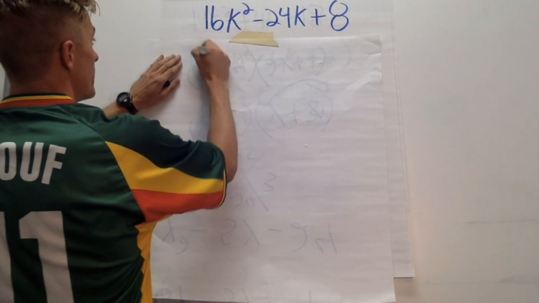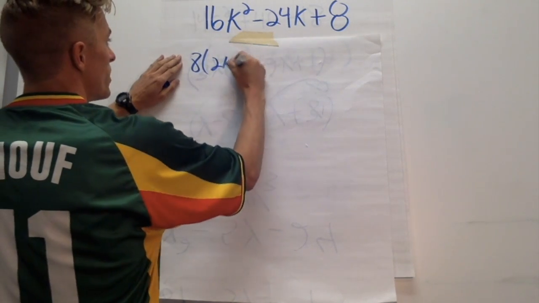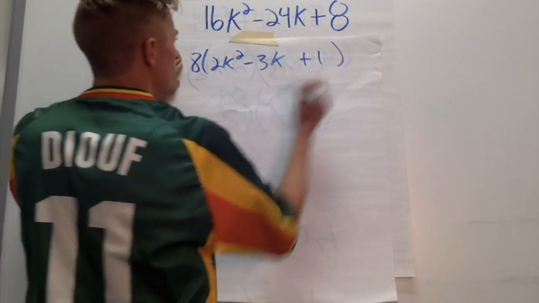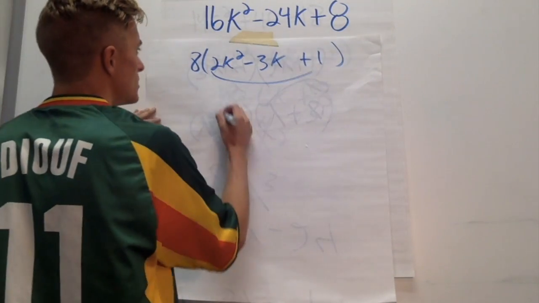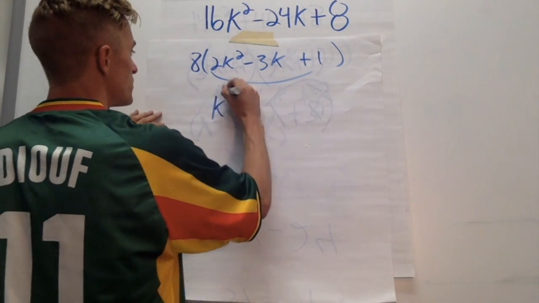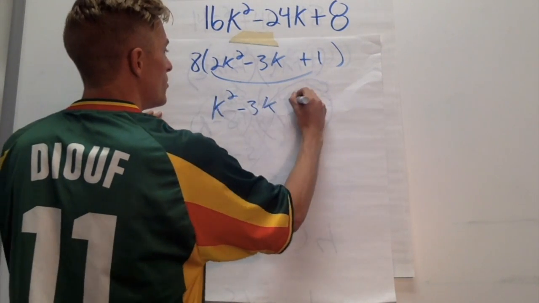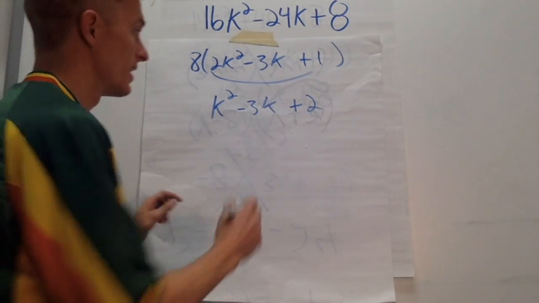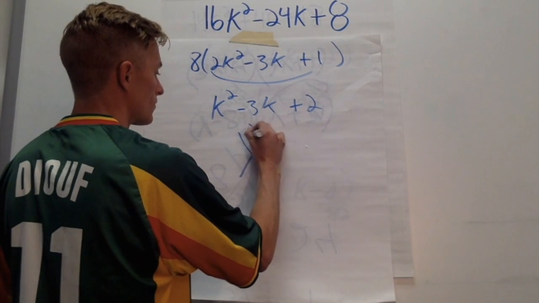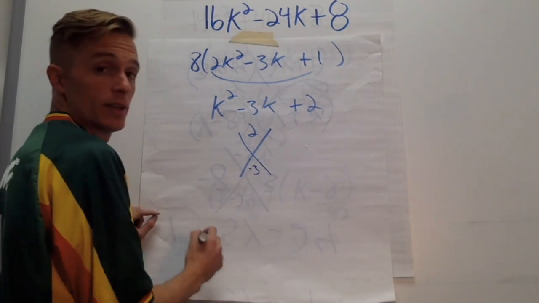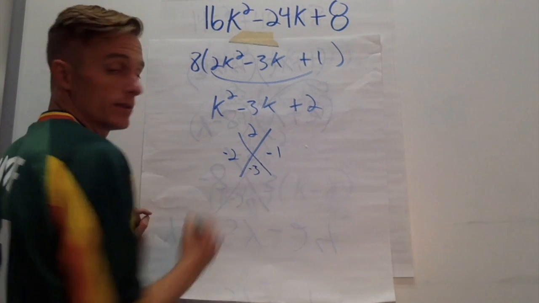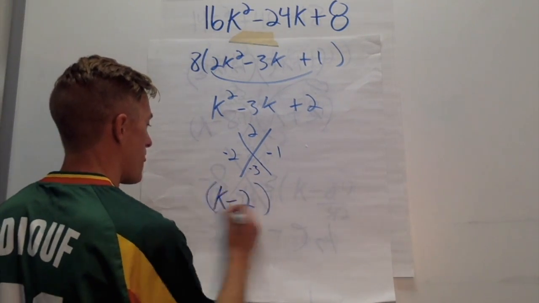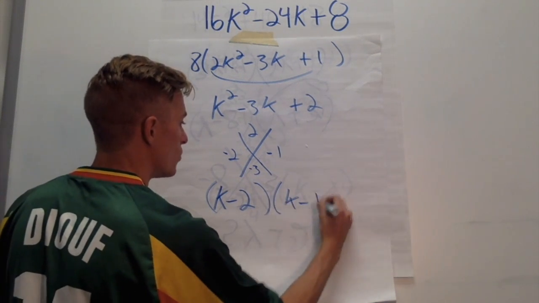All right, so you should have taken out an 8. That's a 2k squared minus 3k plus 1. Okay, multiply the first. That is a k squared minus 3k plus 2. What two numbers multiply to 2 and add to negative 1? Sorry, add to negative 3. That's a negative 2 and a negative 1. So that's k minus 2, k minus 1.